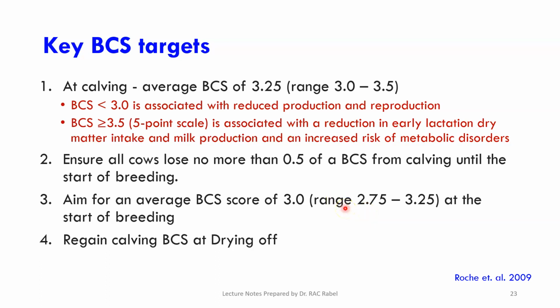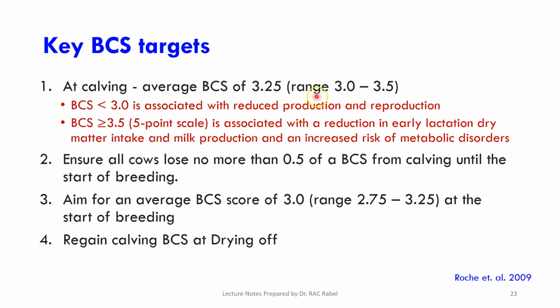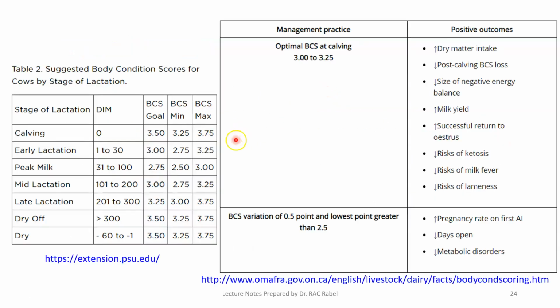But if you look at the US documents, it's slightly different. The US documents are about 0.25 higher than that. So US Purdue University recommendations are average 3.5, minimum 3.25 to 3.75 maximum. But here the Australian recommendation is average 3.25, minimum 3 to 3.5 is the range, so here it is 0.25 higher. But you need to have a generally good idea of this.